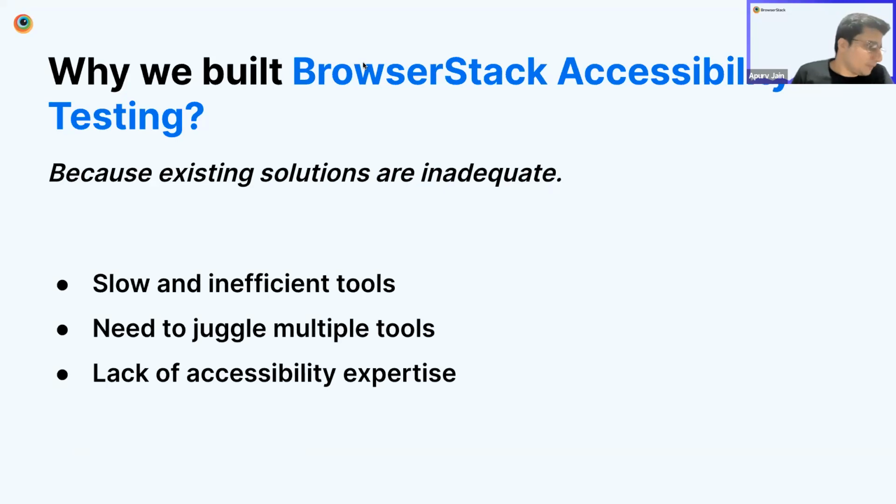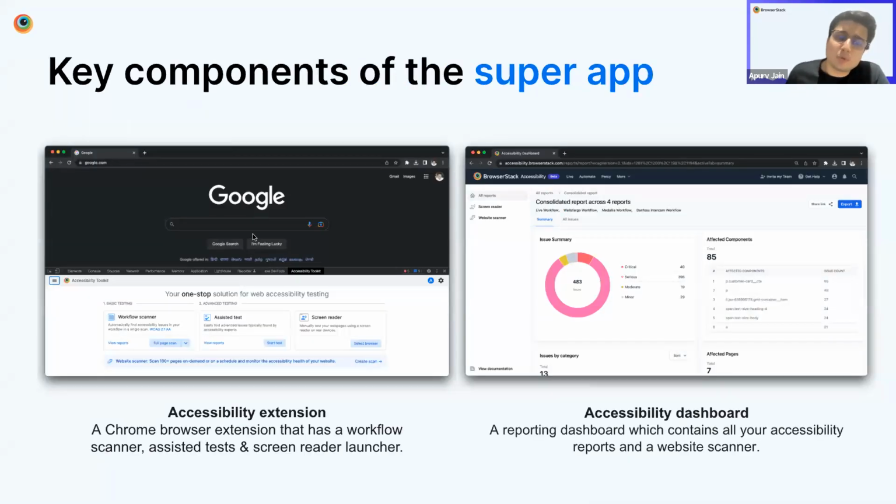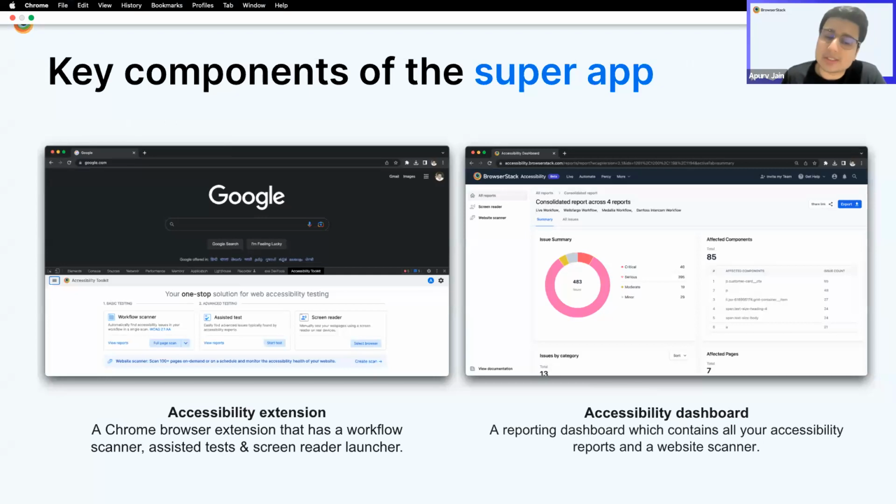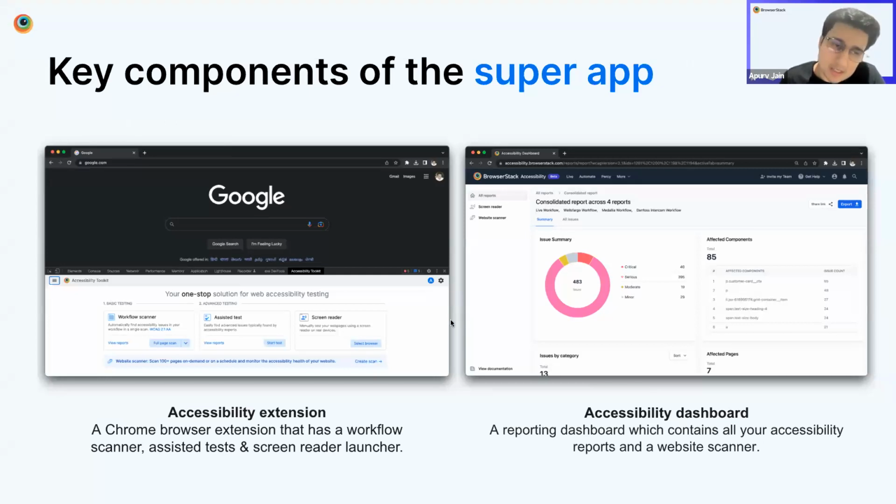Great. I think now let's jump into what are some of the key components of this product. There are 2 key components. There is a Chrome browser extension that has all of the different modalities that can be used to test. And we'll probably cover those in more detail in the next slide when we go over the features.